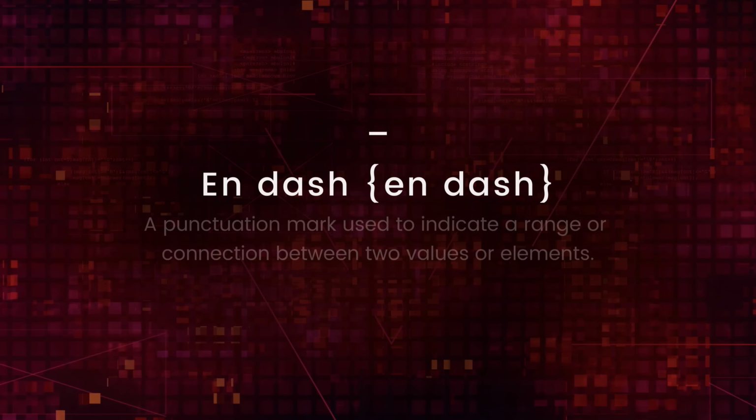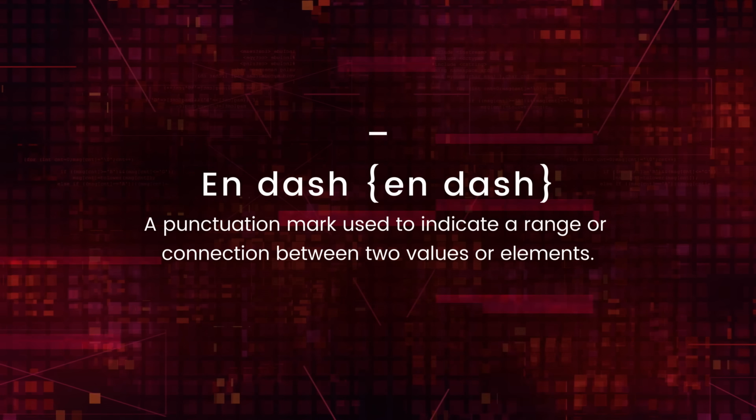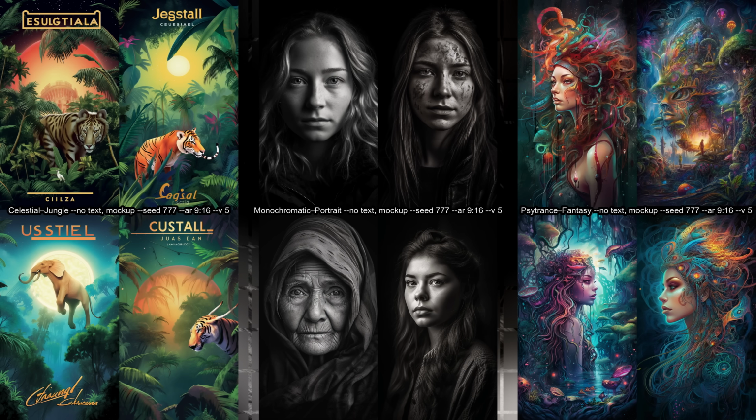N-. A punctuation mark used to indicate a range or connection between two values or elements. But the results from this are kind of confusing. Portraits still look basically the same with different face. Jungle images are quite different with some animals and text on images. But psytrance fantasy images are really nice.